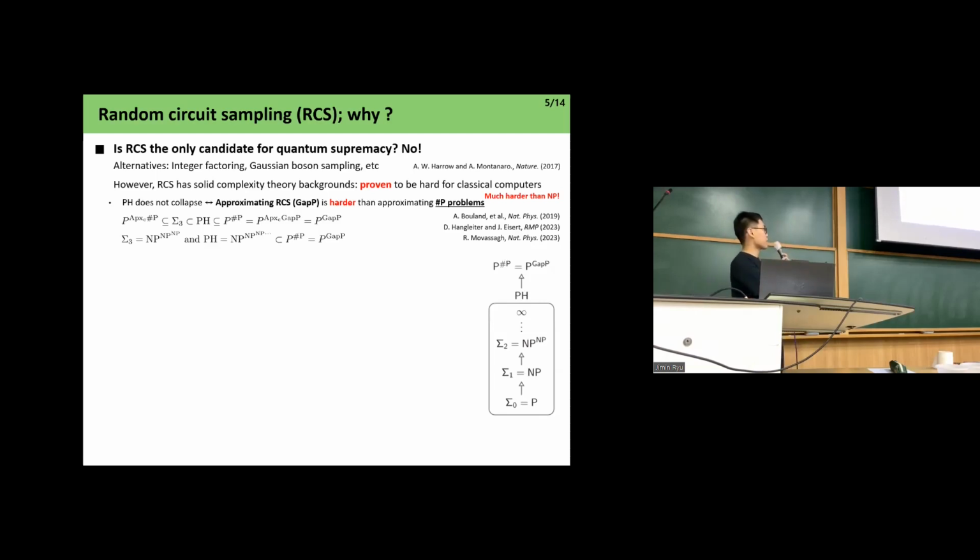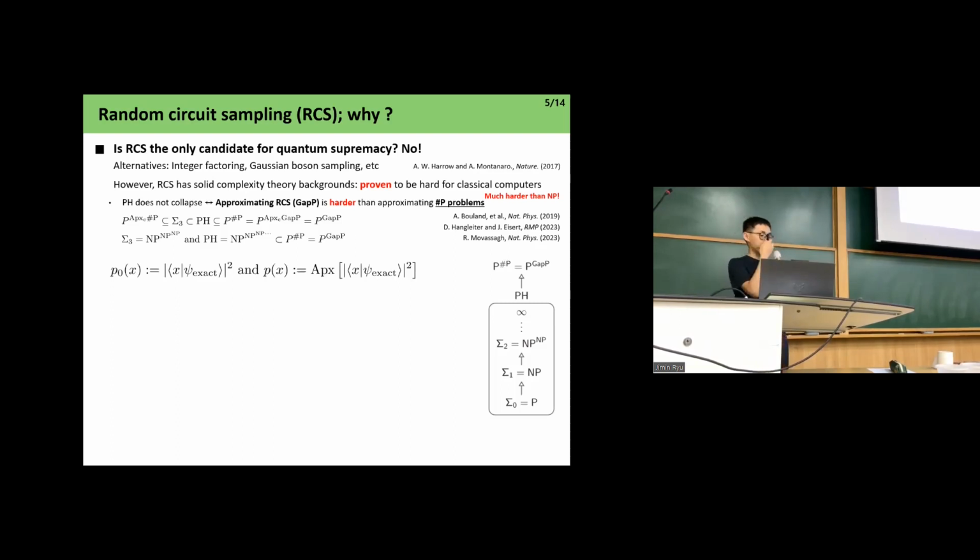And if the polynomial hierarchy does not collapse, then it is proven that approximating #P problems is contained in the third level of the polynomial hierarchy, meaning Sigma 3. However, the polynomial hierarchy itself is contained by the approximate GapP class, meaning the approximate random circuit sampling class. So if the polynomial hierarchy does not collapse, then approximating RCS must be harder, meaning it must scale exponentially faster compared to approximating #P problems.